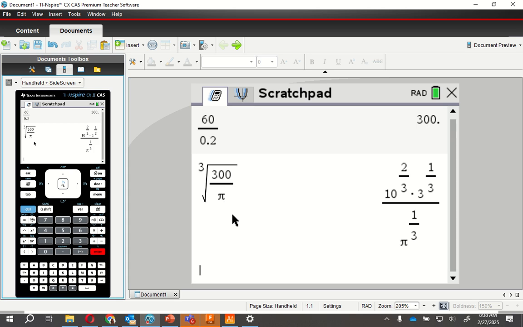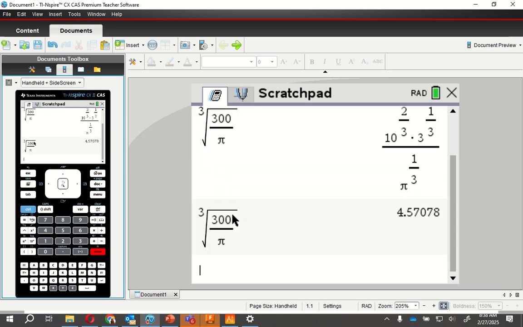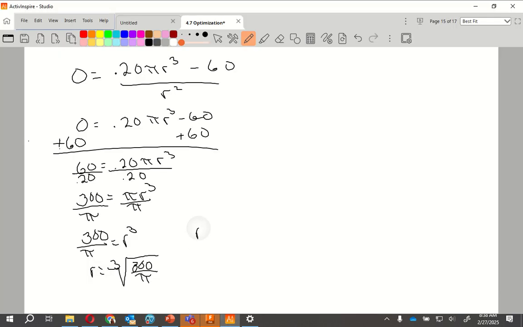Alright, so how do I get my calculator to tell me an approximate answer? Yeah, control enter. So 4.571. What are my units on my radius though? They're centimeters.